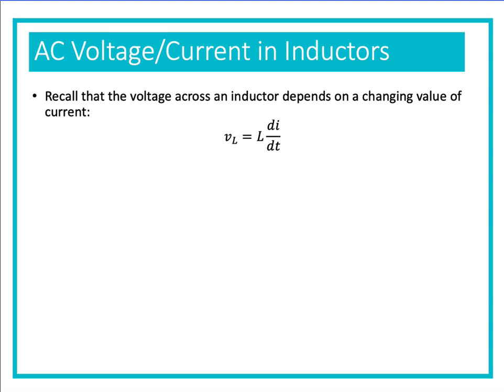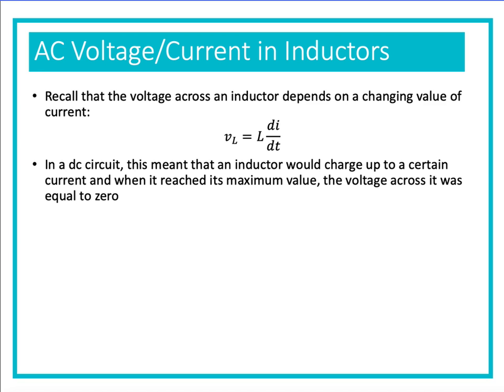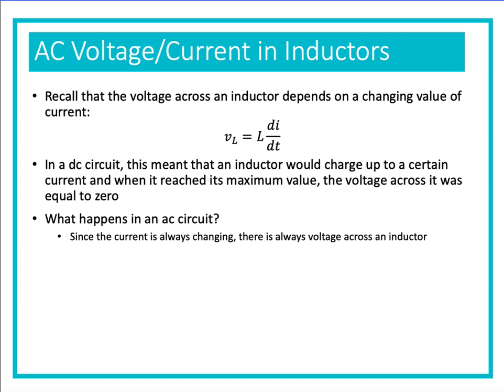So now we're going to look at how AC voltage and current works in different elements in a circuit. So first of all, in inductors, remember that when we had a changing value of current for inductors, we could have a voltage across it. So in a DC circuit, an inductor would charge up to a certain value of current, and then when it got to that value, there would be no voltage because it basically reached its maximum and it was done charging. So what happens in an AC circuit? Well, in an AC circuit, the current's always changing because it's a waveform that gets positive and negative and positive and negative. So there's always voltage across the inductor.